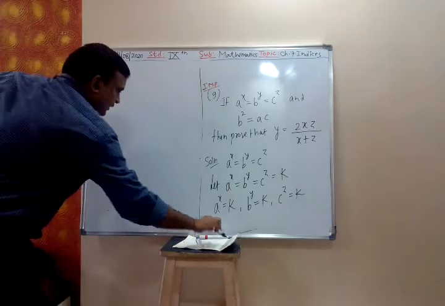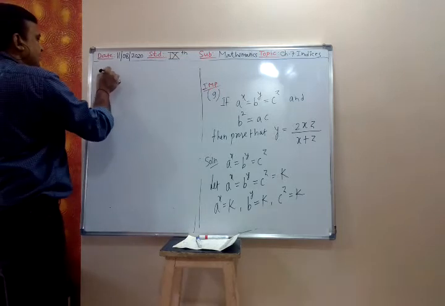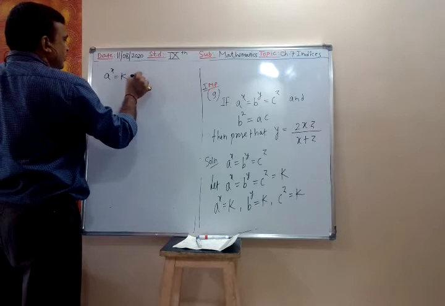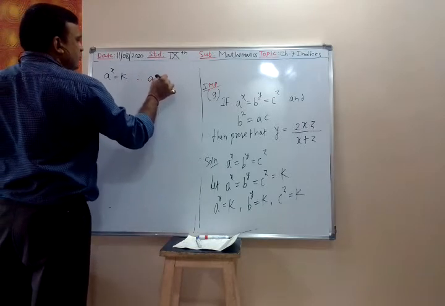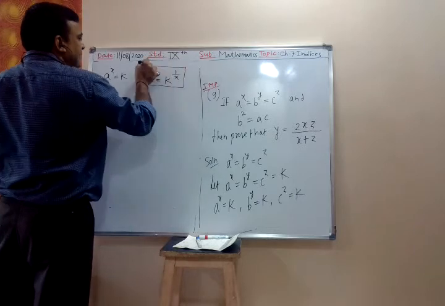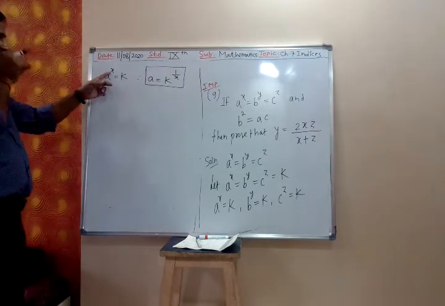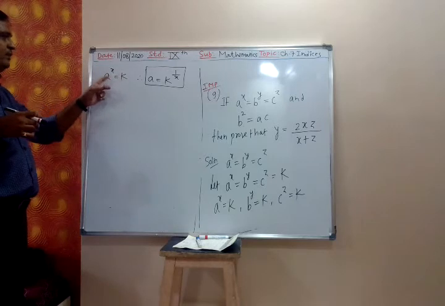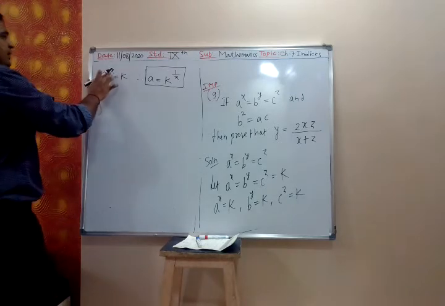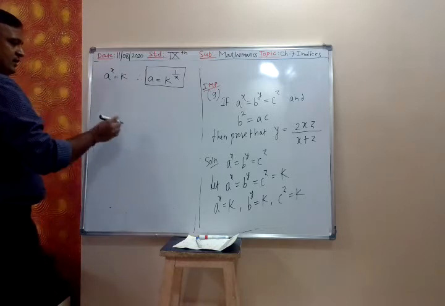So you will get, let us solve. A raised to x is k, therefore a is k raised to 1 by x. I am taking 1 by x power on both the sides. A raised to x is k, I am taking 1 by x power, so x gets cancelled, no?